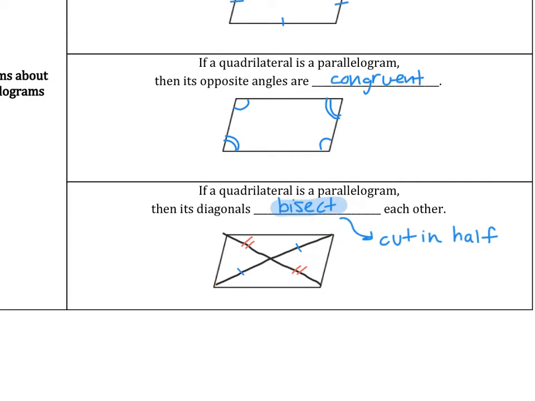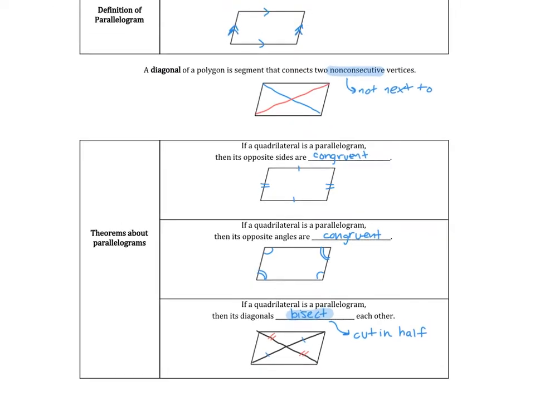Please note that we are not stating that the two diagonals are congruent. We're not stating that these segments are congruent. The only thing we can state with parallelograms is that the diagonals bisect each other. So make sure that we're not overgeneralizing with any of these properties.